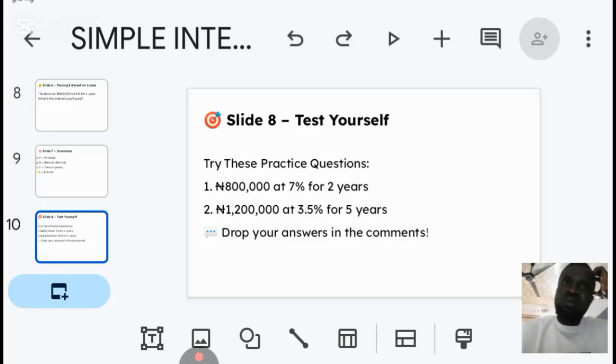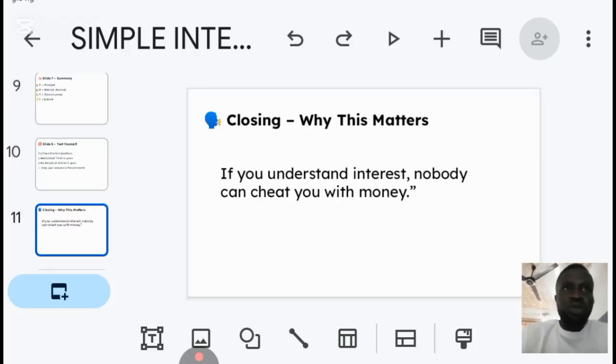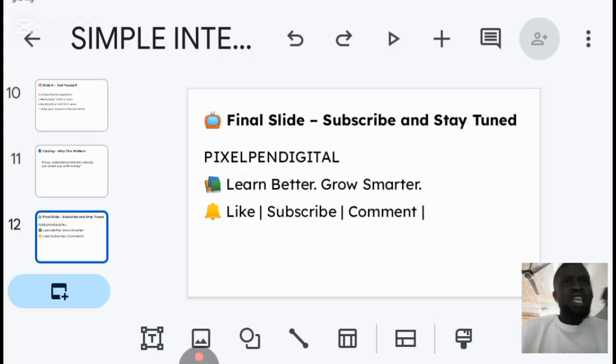Simple interest isn't just a school topic, it is real life. If you understand how interest works, nobody can cheat you. You will save better, borrow wisely, and invest smartly. You don't need big grammar or fancy suits to win with money. Just basic maths and sharp thinking can help you out.